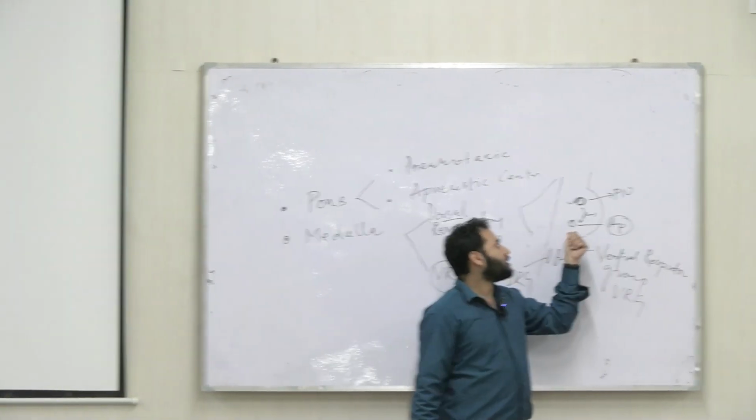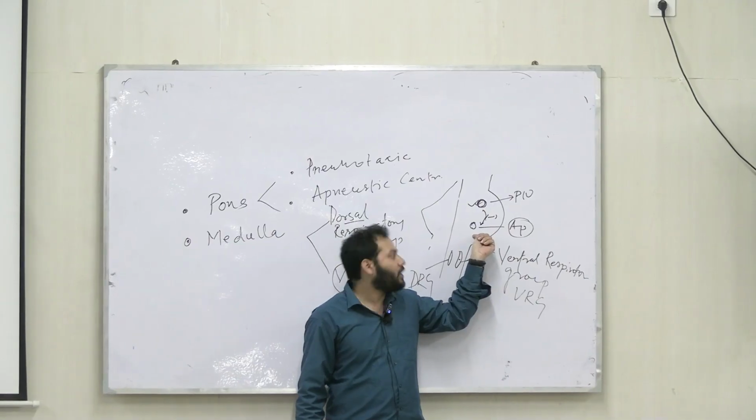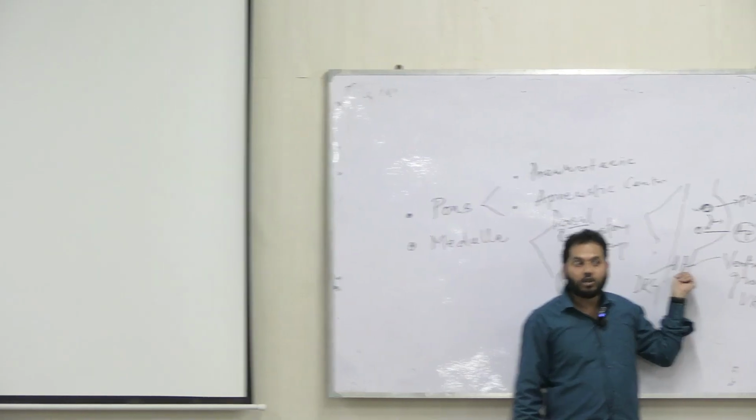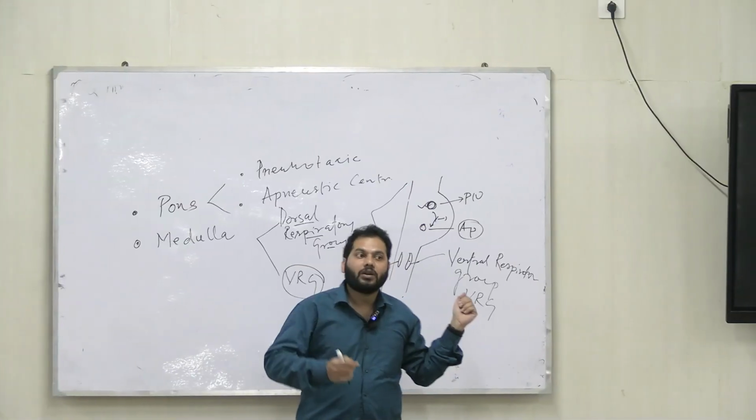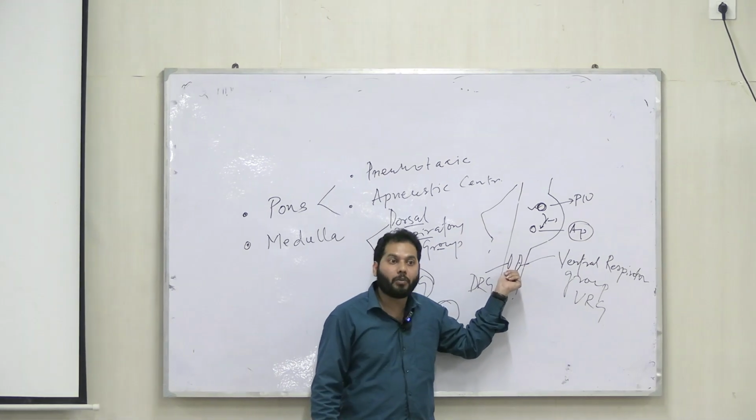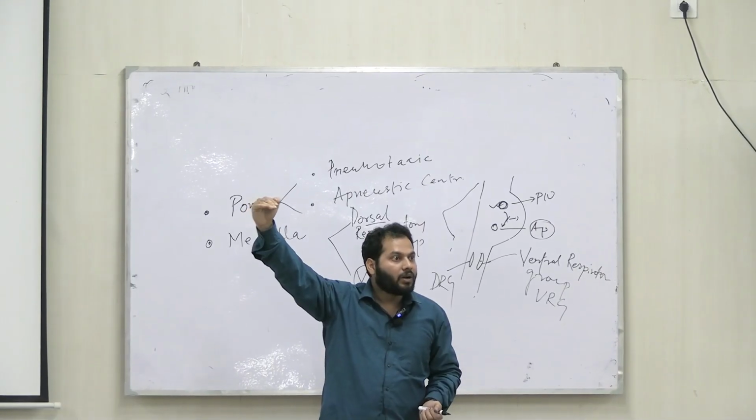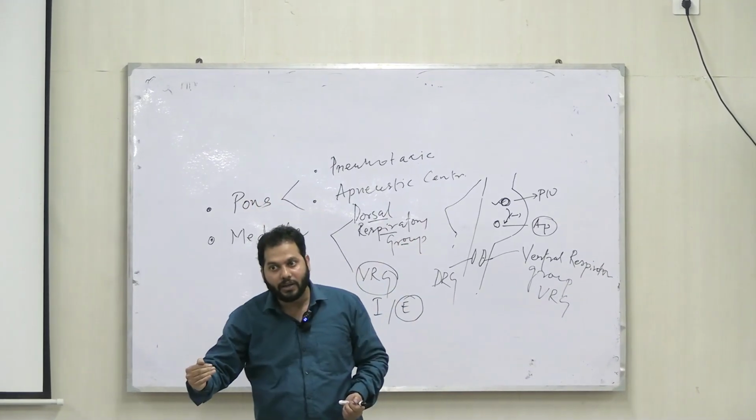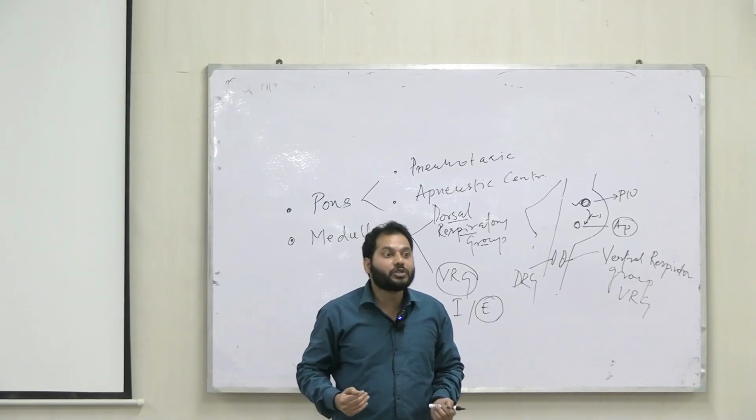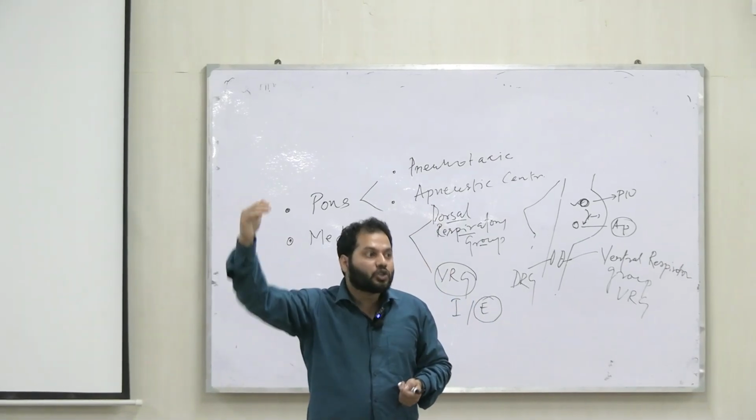How? Suppose the apneustic center constantly stimulates the inspiratory area of the dorsal respiratory group. Due to that stimulation, the inspiratory center of the dorsal respiratory group will facilitate prolonged inspiration and less expiration, right? It is called apneusis. So what is apneusis? Apneusis means prolonged inspirations and short expirations.